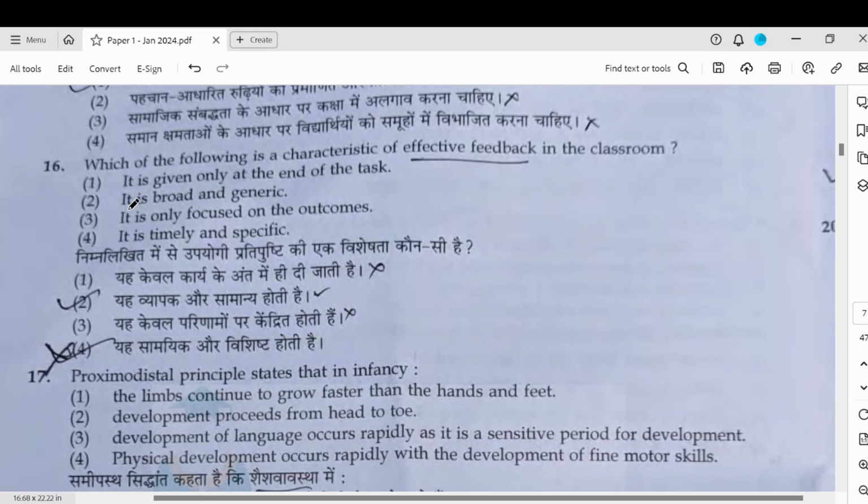Which of the following is the characteristic of effective feedback in a classroom? So it should be timely and specific. It should not be given only at the end of the task. It should not be broad and generic, and it should not be only focused on the outcome. So it should be timely and specific to what feedback you are giving.